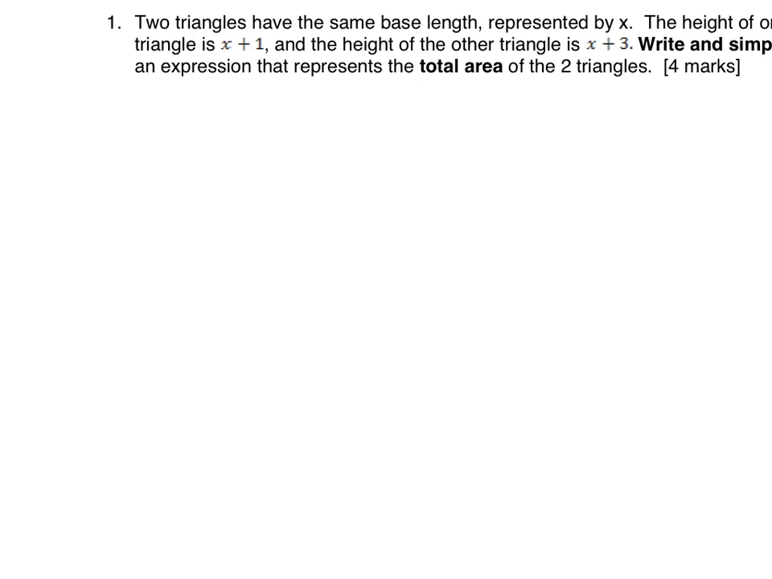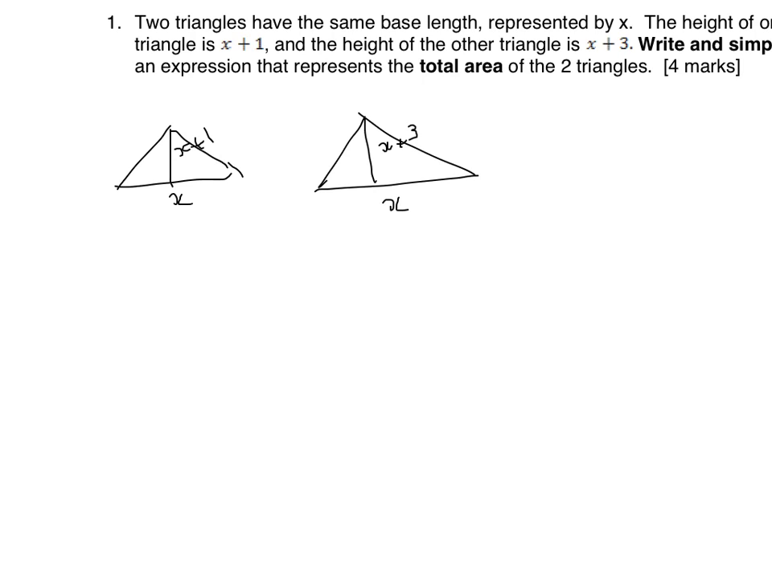The next question says that you have two triangles with the same base represented by x. So I have two triangles. One is x, the other one is also x. But the height of the first one is x plus 1, and the height of the next one is x plus 3. The question is, what is the total area of the two triangles, which is going to be the area of this one plus the area of this one.